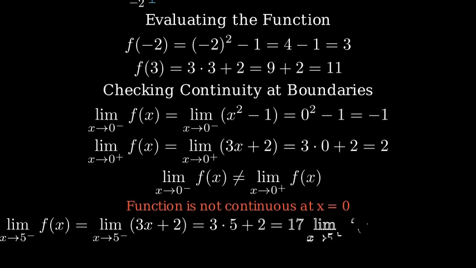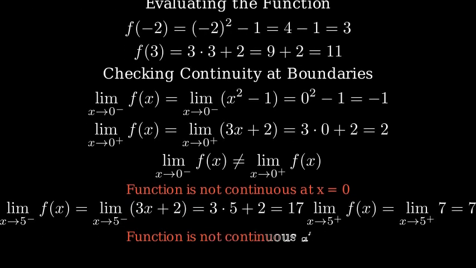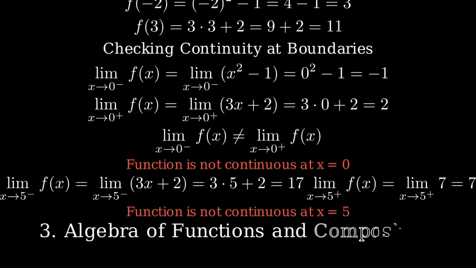The function is continuous at x equals 5 because both the left and right limits equal 7. Now, let's move on to our third topic, algebra of functions and composition. When we have two functions, we can combine them in various ways. Let's start with basic function operations.